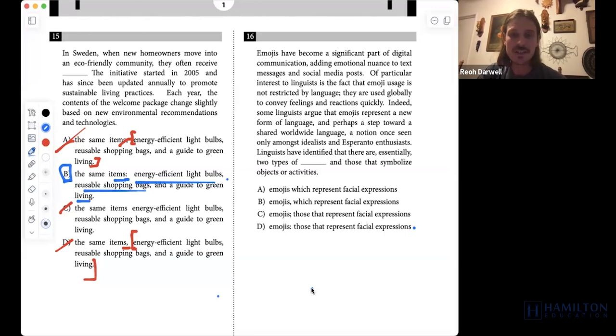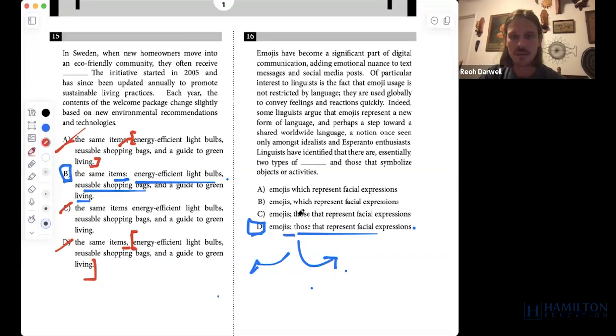All right, so question 16 is a very similar question to 15. We have an elaboration. Elaborations mean that what is on the left of the elaboration is an independent clause, meaning it can stand on its own as a sentence. And what comes to the right of it, it depends. Okay, so in this case, it is not something that can stand on its own. Those that represent facial expressions and those that symbolize objects or activities is not even a clause. That's just an explanation. It's just an elaboration. So that's why D is correct.